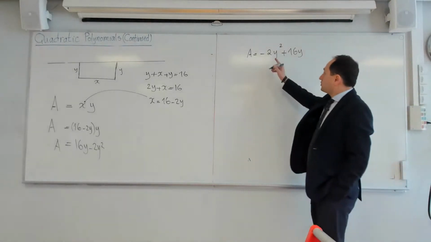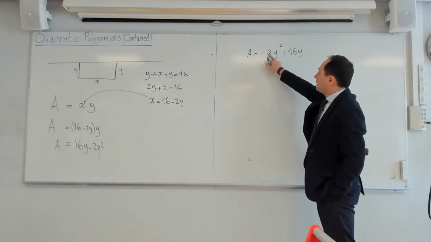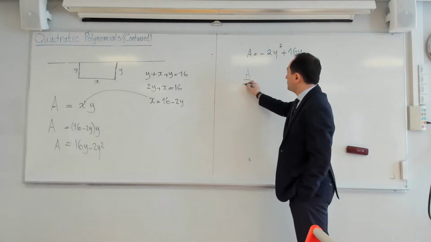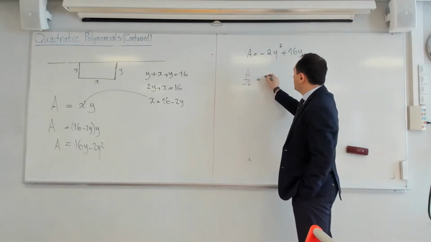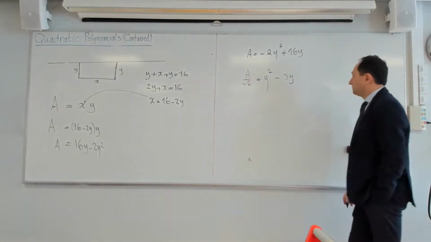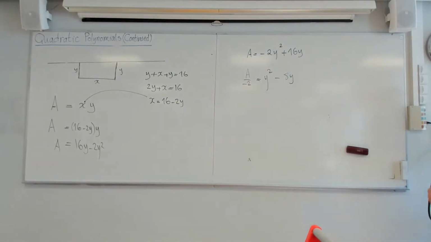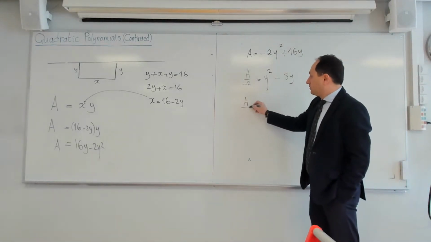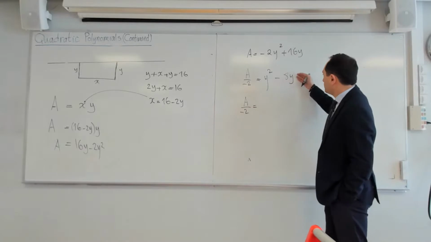I need to complete a square, but this is one of those problems that I need to be careful with. So the first step is to divide by minus 2. Then this becomes equal to y squared, this becomes minus 8y. Which number do I need to add here? Hopefully most of you know about this. What should I add?